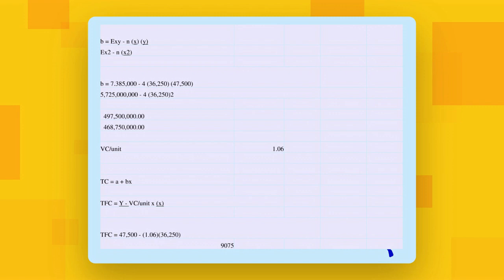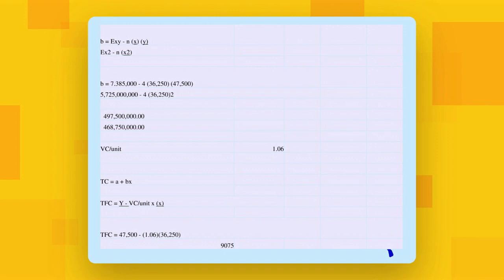Alright. So, if you divide it, class, it is 497,500 divided by 468,750. And your variable cost per unit here is 1.06. That's the formula for computing your variable cost per unit.